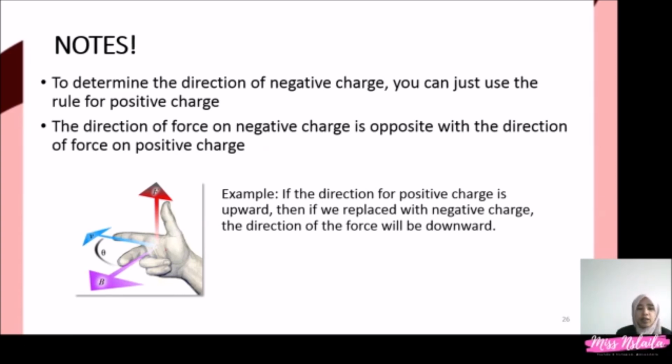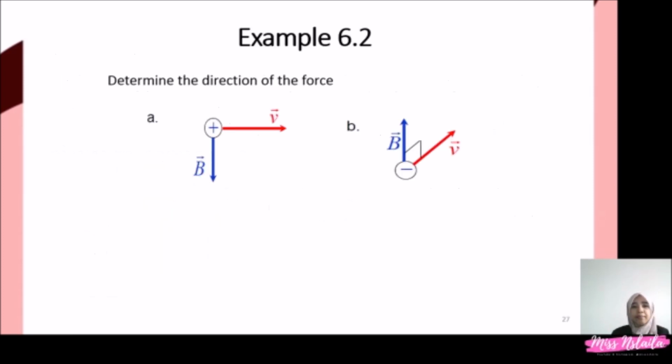For example, if we use a proton for method 1, the direction for positive charge is upward. But if we change to a negative charge, we just reverse it. The direction of F will be downward. So there is no problem if you want to use only one hand, but choose your own method. If you want to use method 1, stick to it. Don't use many methods, or you will get confused.